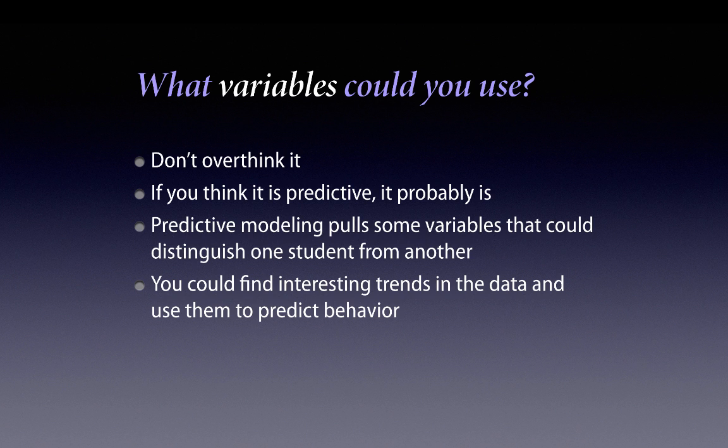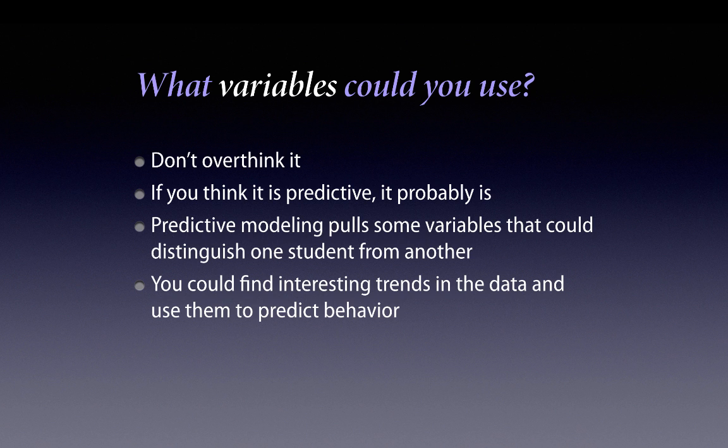So the variables that you think are probably likely are probably likely. Where predictive modeling gives you an advantage over the eyeball test is it gives you that last 30%. It pulls some variables to the surface that will distinguish between two students who otherwise look identical in your data model. Okay. And I'll give you a great example of that.